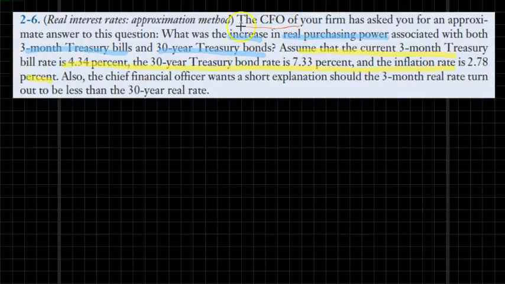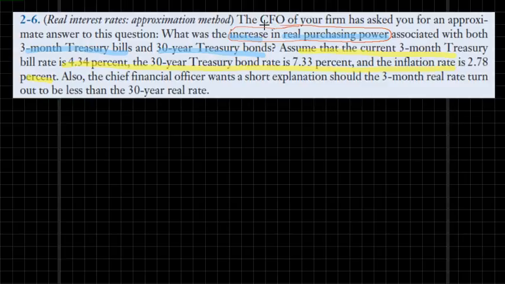Let's think about the real purchasing power. So how to approximate the real purchasing power? Obviously, the difference between the nominal yield and the inflation rate indicates the inferred real interest rate. And in fact, that figure, the inferred real interest rate, can serve as an approximation of the increase in real purchasing power over the study period. Let's figure the inferred real interest rate for these two securities.